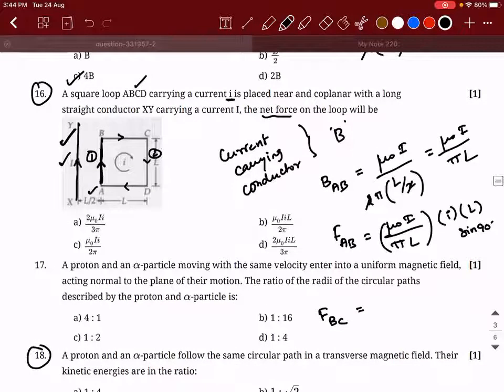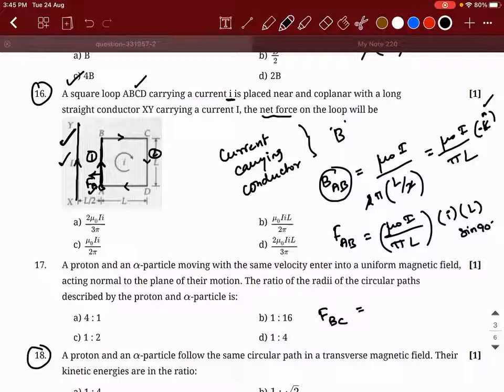So first thing, what is the direction of the magnetic field at AB? Is it into the plane or out of the plane? Into the plane, sir. That's right. So it should be minus k cap. So due to this into the plane magnetic field, what will be the direction of force experienced by the current carrying conductor AB? It will be in this direction, FAB.